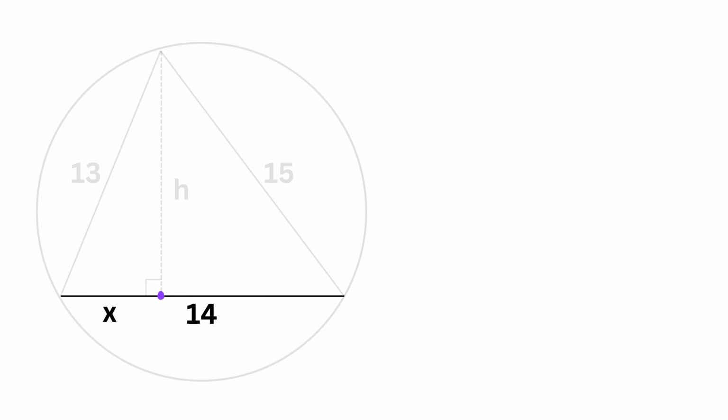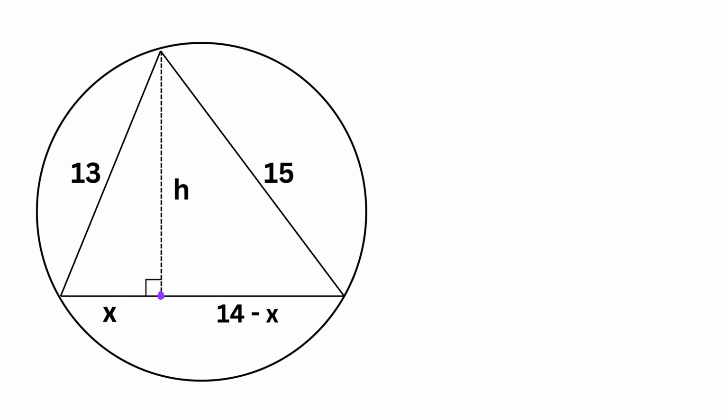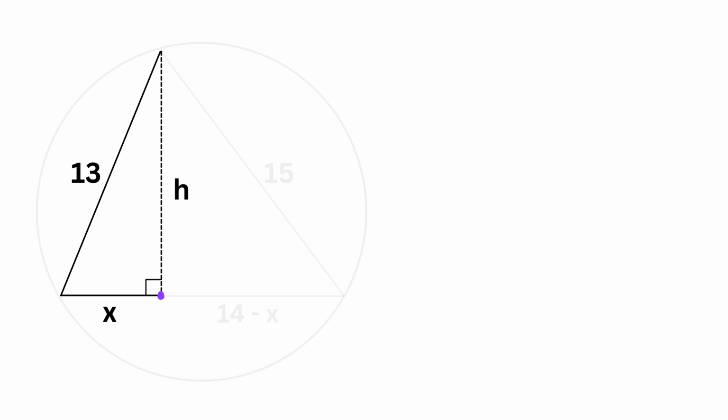Now we already know that the total base is 14 units long. Since this is x, that means the remaining part must be 14 minus x, right? Okay, now focus on this small right triangle. This triangle has sides x, h, and 13, where 13 is the hypotenuse. By using the famous Pythagoras theorem, we can write h squared plus x squared equals 13 squared, right? 13 squared gives us 169. So we can rearrange this to get h squared equals 169 minus x squared.